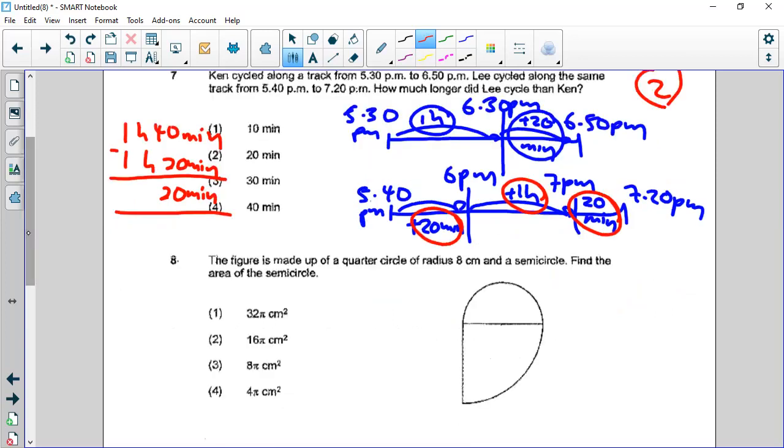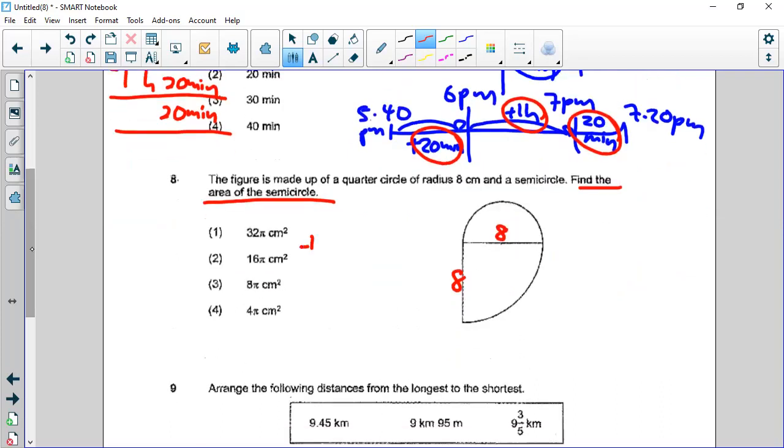Question 8. If you don't read carefully for question 8, you will find the area of the whole figure. But the question actually asks you to find the area of the semicircle, not the whole figure. So I hope you didn't find the area of the whole figure. The figure is made of a quarter circle of radius 8 cm. So you need to put something onto your drawing. How do you find the area of the semicircle? Half times the formula for the area of a circle. What is the area of a circle? Pi r square. So half times pi r square.